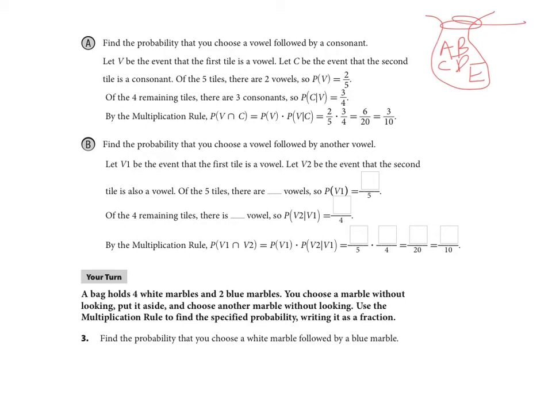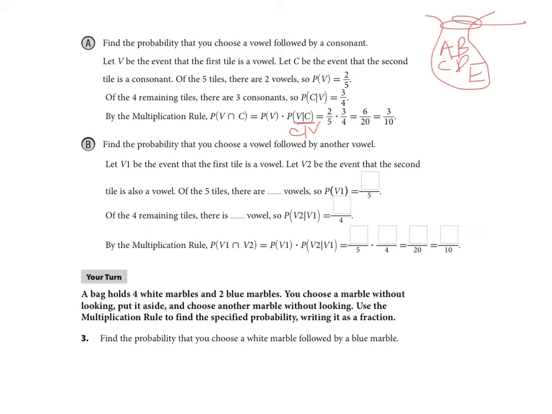So by the multiplication rule, the probability of a vowel and a consonant is the probability of the vowel times the probability of the consonant given the vowel. This is a typo. I don't know if this exists in your book or not, but this should be C given V, you guys, to match what's above it. But all we're doing is just multiplying the probabilities there, and so we get 2/5 times 3/4 is 6/20, or simplifying to 3/10.